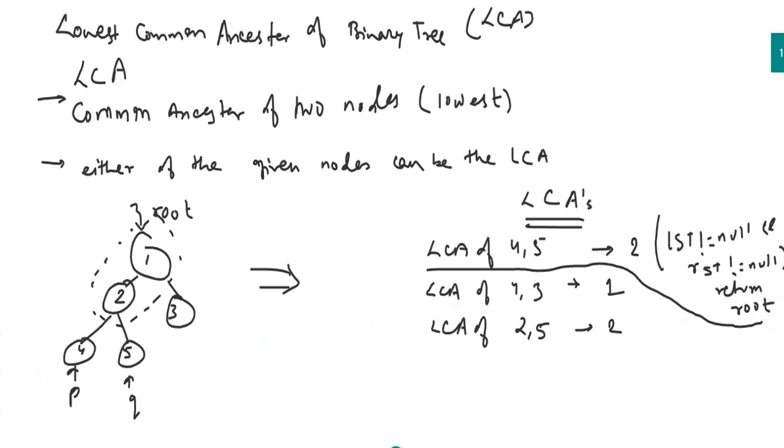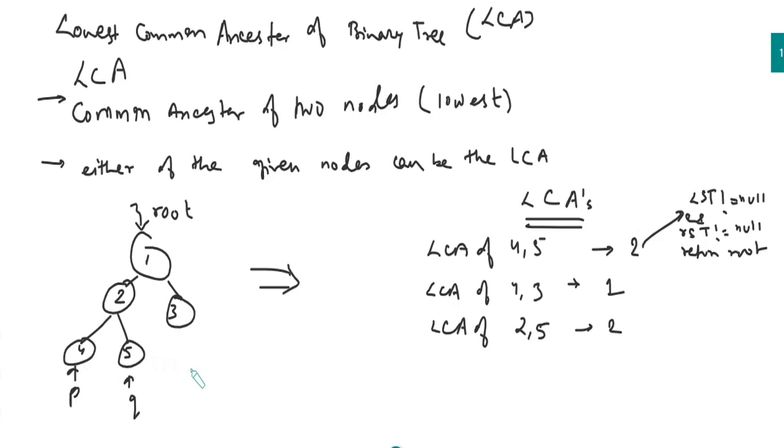for the first case. For the second case, if I consider P as 4 and Q as 3, here the common ancestor is 1. Again we are seeing it in the left subtree of the root and the right subtree of the root. So it is kind of the same condition. This is my LCA. Now let's see the third case, which is the LCA of 2 and 5. So this is my Q and this is my P.